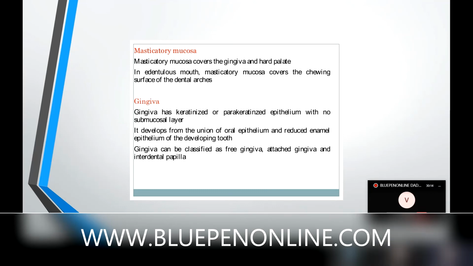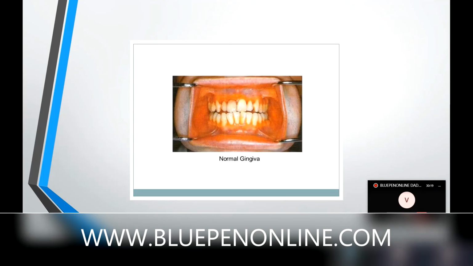Gingiva can be classified as free gingiva, attached gingiva, and interdental papilla. This is the normal gingiva, the pink one. They've stained it, that is why it's looking yellowish. But the whole thing is gingiva.